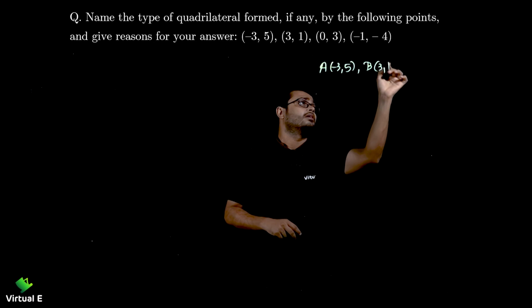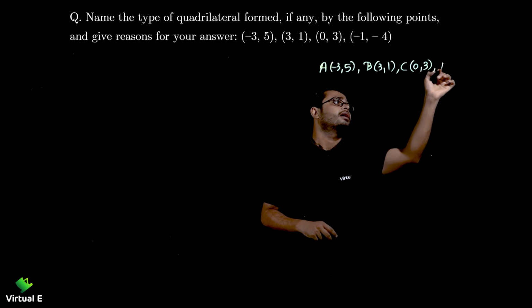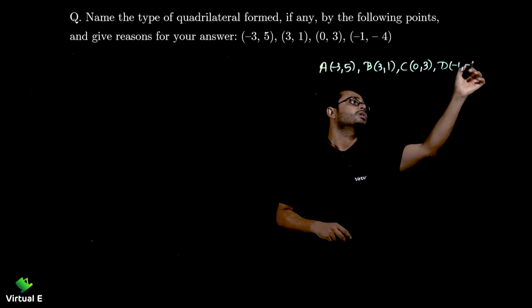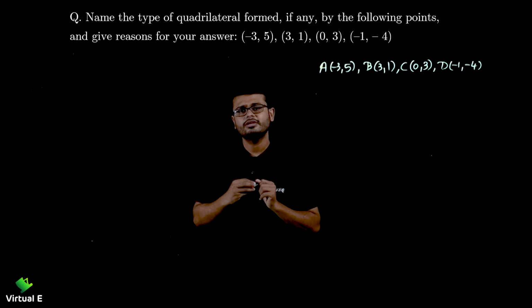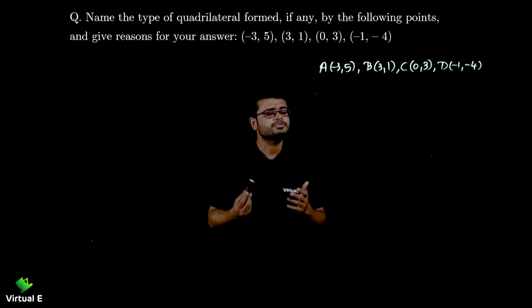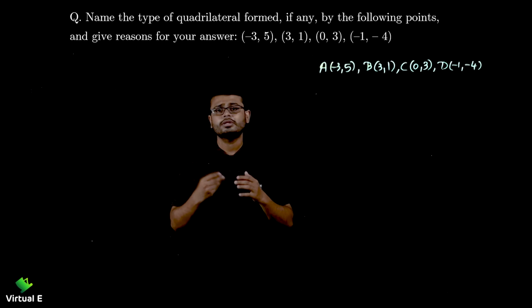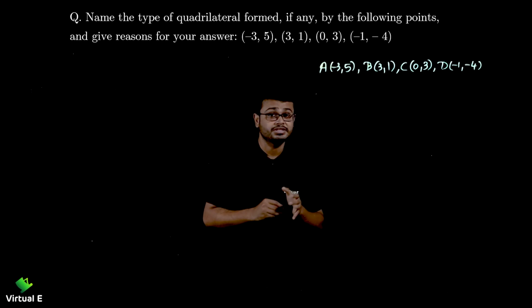B (3, 1), C (0, 3), and D (-1, -4). Done? What we need to do? We need to find all four sides. So you can start doing as well. Steps are going to remain the same. We are going to decide based on the answers we get for all four sides.